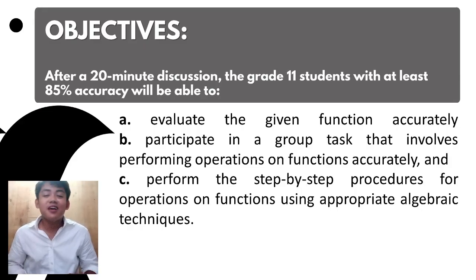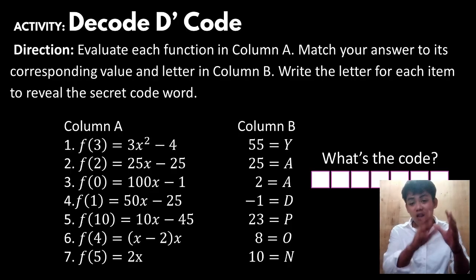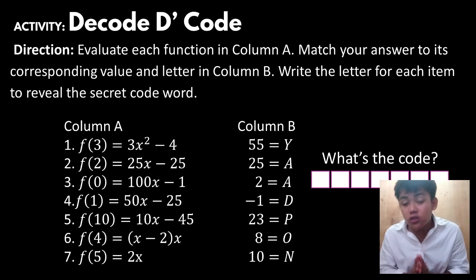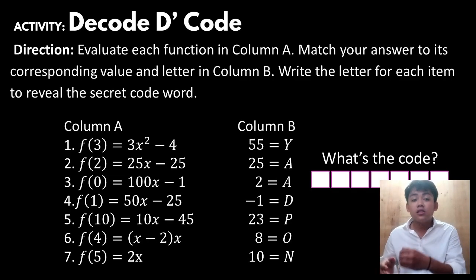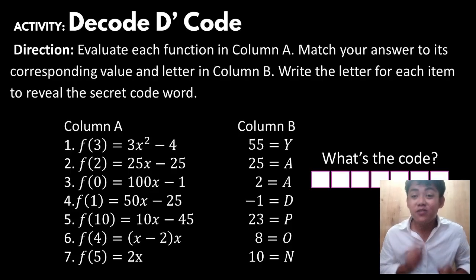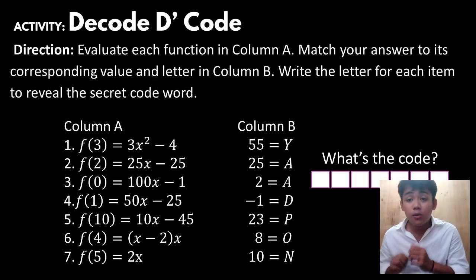But before that, let's have an activity first called decode. On one whole sheet of paper, what you're going to do is evaluate each function in column A, then match your answers to the corresponding values and letters in column B. Upon answering all the functions in column A, write the letter for each item to reveal our secret word. I will give you 10 minutes to do this test, and if you have any questions or clarifications, just raise your hand to be recognized.